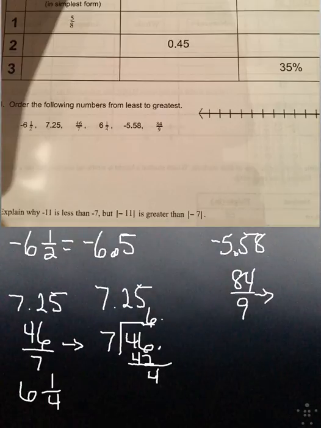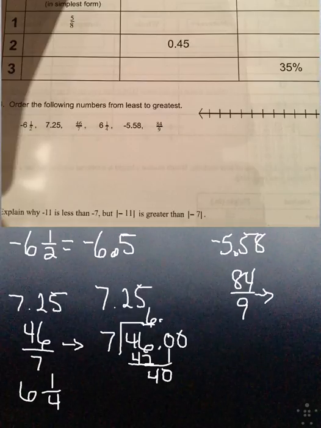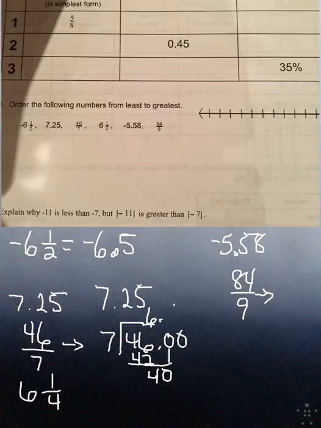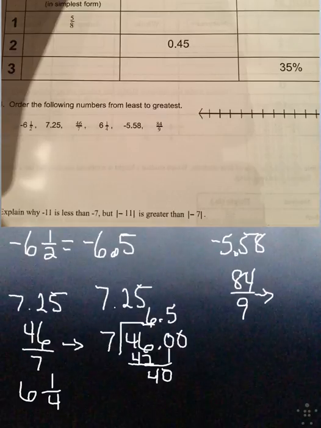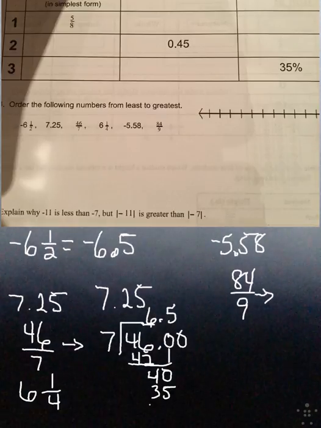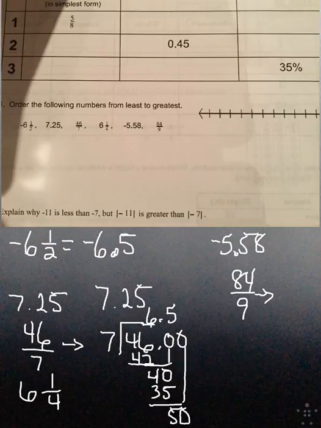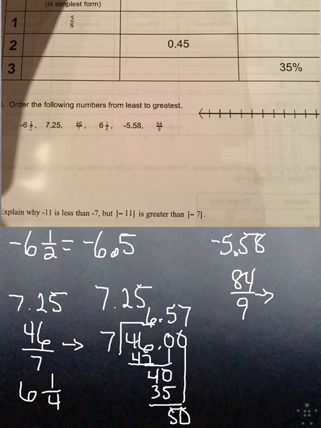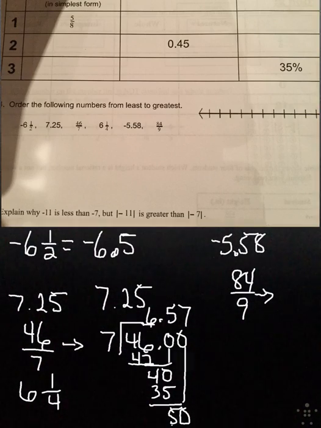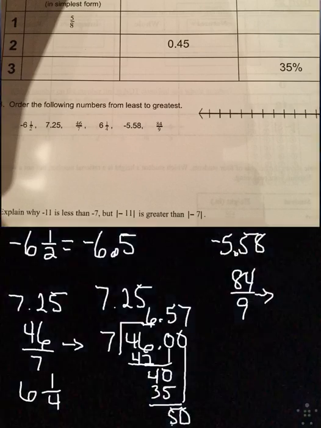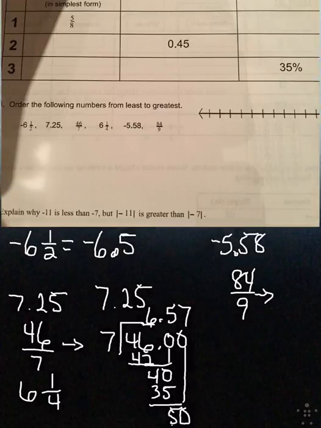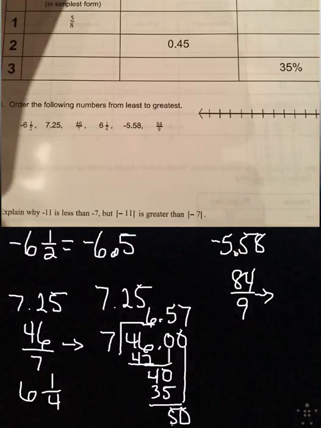And at this point, I'm going to put a decimal and some zeros. 7 goes into 40 5 times. Seven goes into 50 7 times. And I'm going to go ahead and stop right here because I only need a number to the hundredths position.